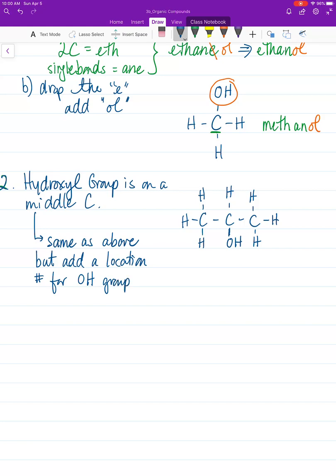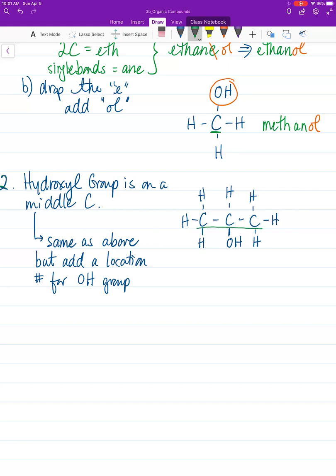Okay, and we're going to do it very similar to when we did the double bonds. We put the location number in front of the -ol symbol. So if you think back to the double bonds, we said 2-ene. Now we're going to say 2-ol or 3-ol, or whatever the location number is. Okay, so let's do this example here.